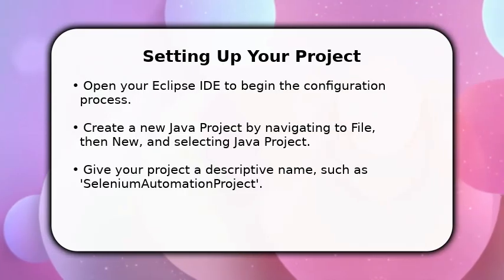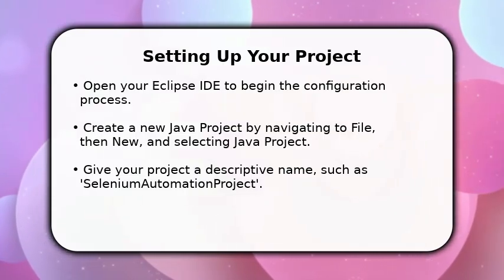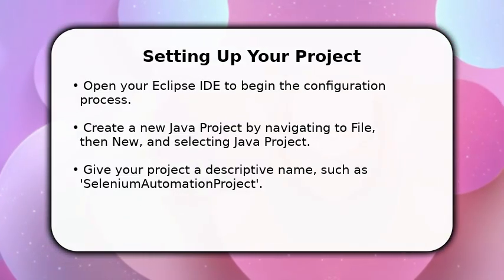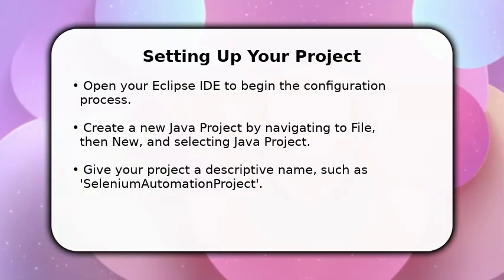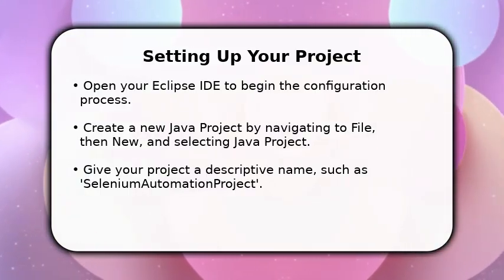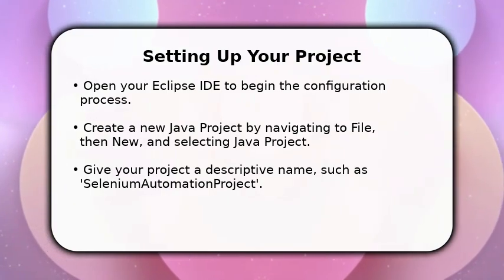Give your project a clear and concise name, like Selenium Automation Project. It is often best to uncheck the option to create a module-info.java file for a straightforward setup.